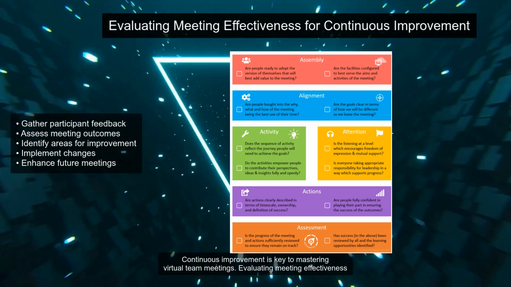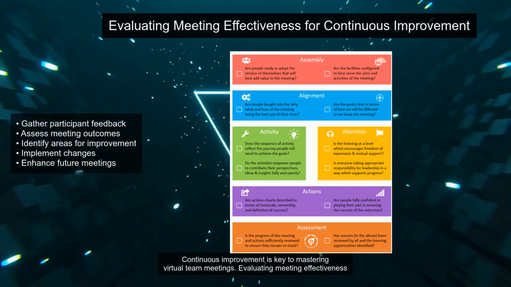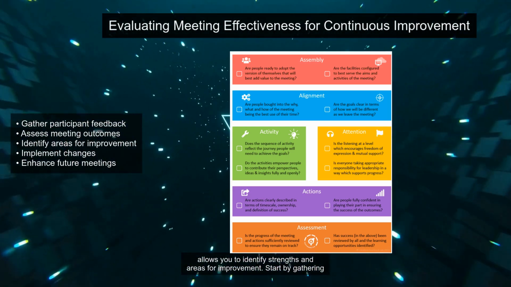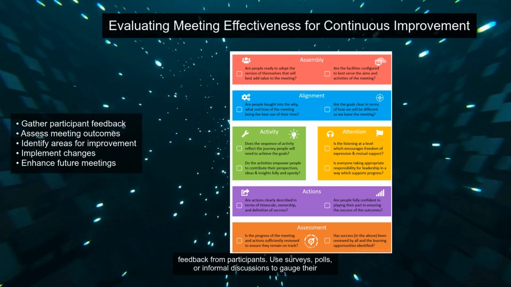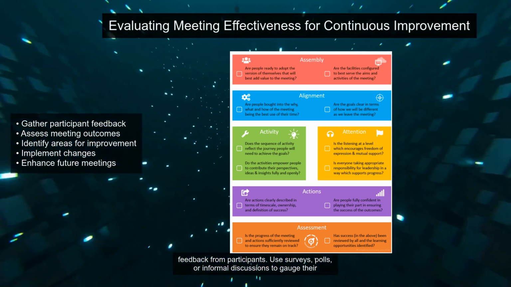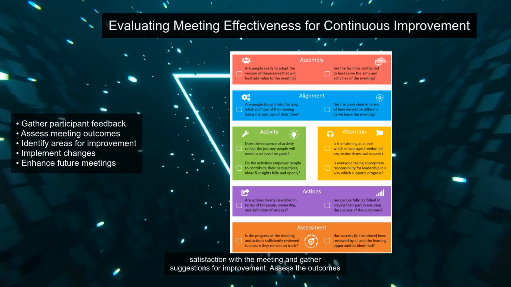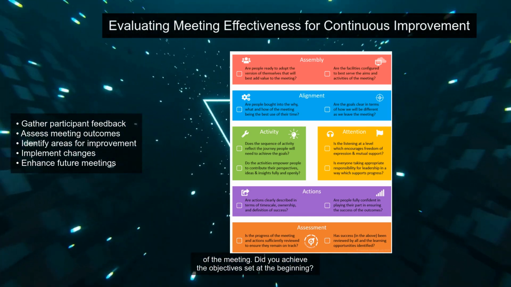Continuous improvement is key to mastering virtual team meetings. Evaluating meeting effectiveness allows you to identify strengths and areas for improvement. Start by gathering feedback from participants. Use surveys, polls, or informal discussions to gauge their satisfaction with the meeting and gather suggestions for improvement.